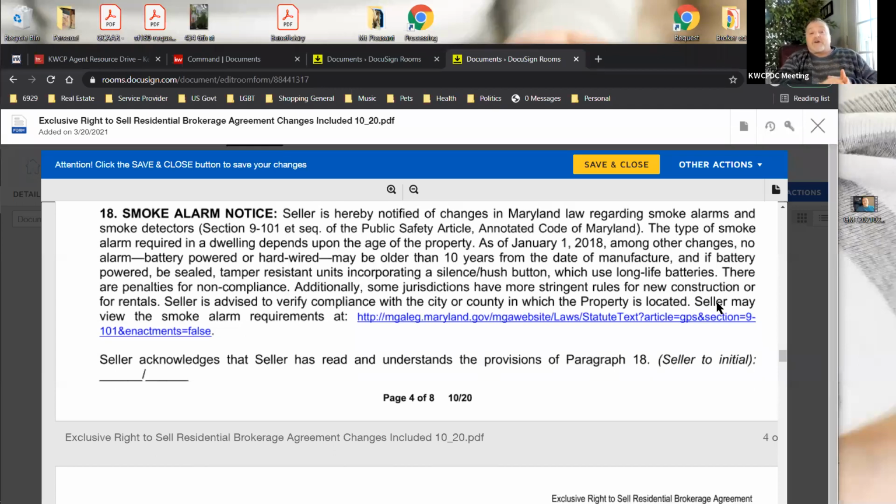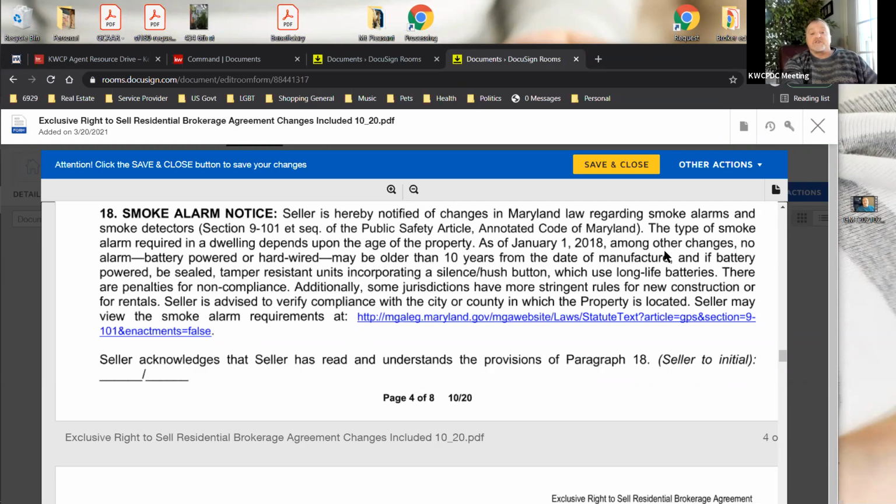Seller is hereby notified of changes in Maryland law regarding smoke alarms and smoke detectors. Again, the reference to the law is right here. So if you have any questions about what the law says, look it up. Google that and you will find the answer to your questions. The type of smoke alarm required in a dwelling depends on the age of the property. As of January 1st, 2018, among other changes, no alarm, battery powered or hardwired, may be older than 10 years from the date of manufacture, and if battery powered, be sealed, tamper resistant units incorporating a silence hush button which use long life batteries. There are penalties for non-compliance.